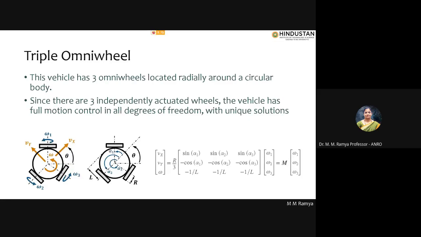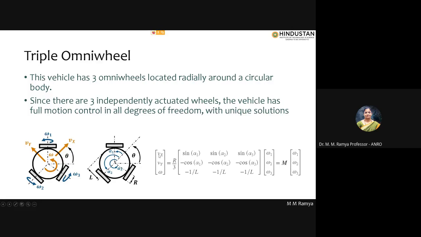Or the other way around, in the inverse kinematics, given the linear velocity and the angular velocity of the vehicle or of the robot, you should be able to find out the velocity at which each of these wheels is going to move. So when I have a triple omni wheel kind of robot, my kinematics equation is this. What is the kinematics equation?